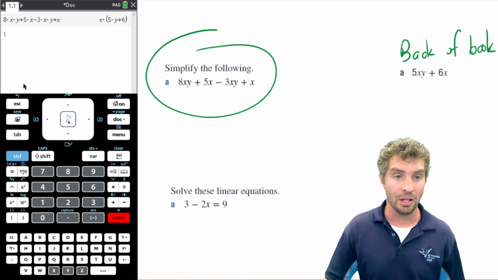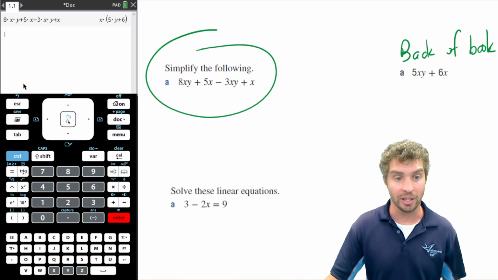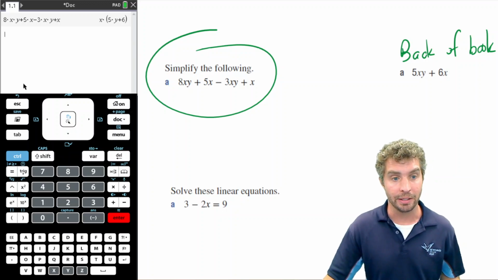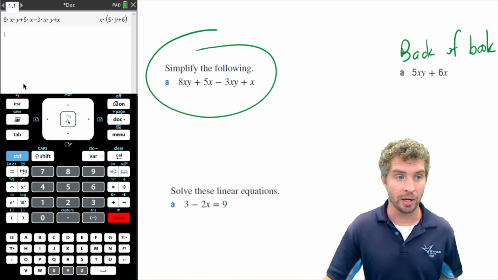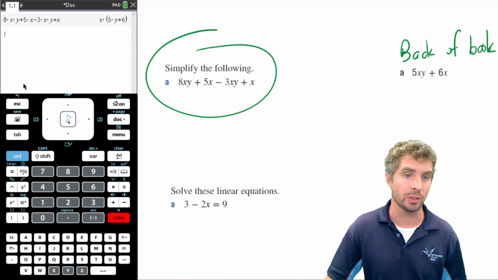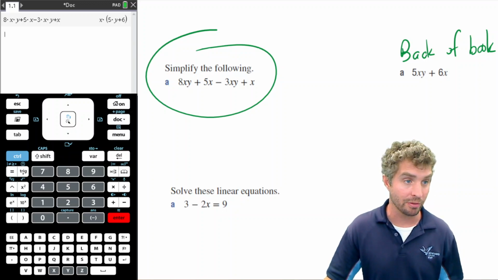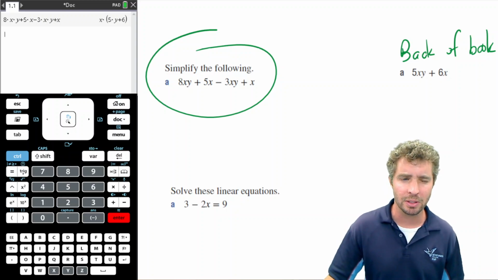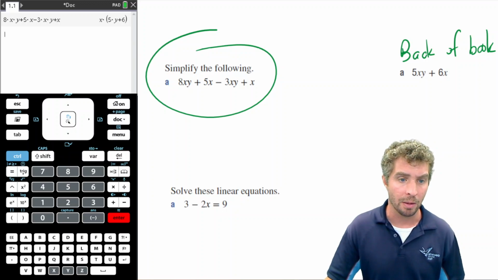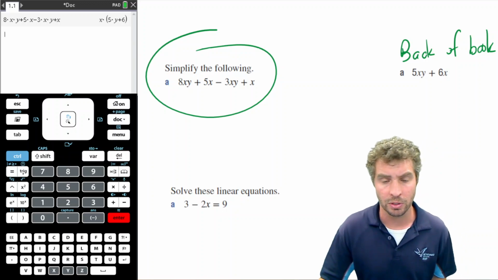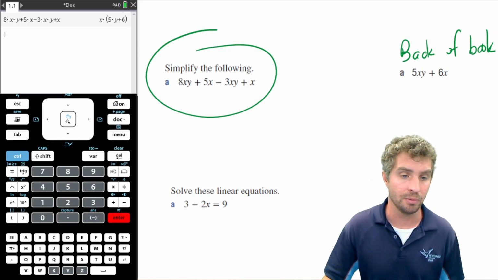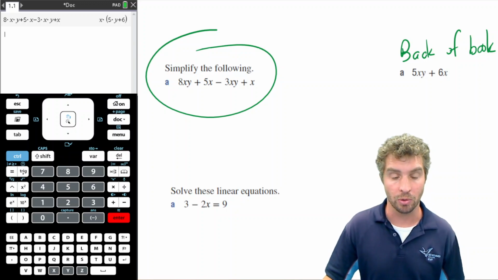Now, one thing you might do when you're doing these problems is check the answers in the back of the book. In the back of the book that I'm using, where I got this problem, it says 5xy plus 6x, which is quite a bit different to what I've got on the calculator, that whole x times the quantity 5y plus 6, but there's some similarities, and maybe this is correct. So there's a few things we can do to check whether this is correct or not.